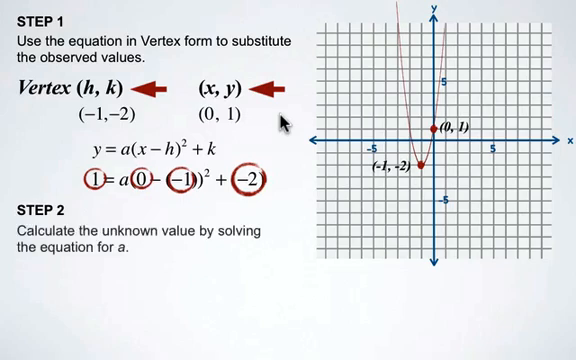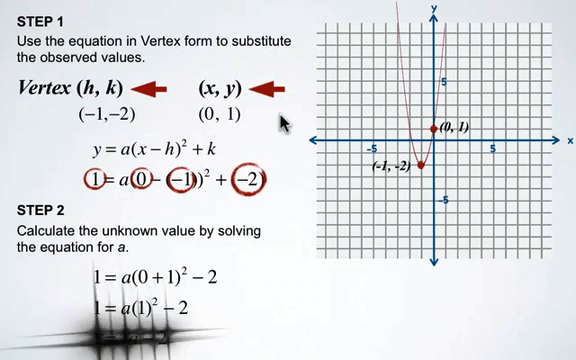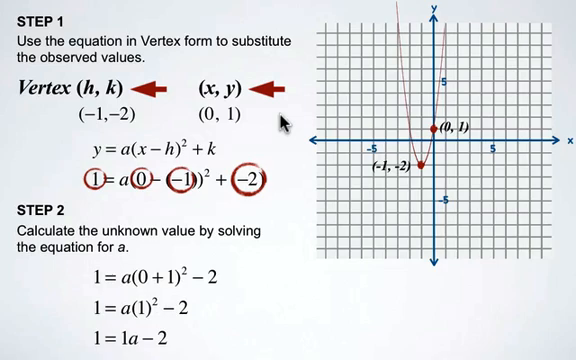Our second step is to calculate the unknown value by solving the equation for a. So here we are. 1 equals a times 0 plus 1 squared minus 2. 1 equals a times 1 squared minus 2. So 1 is equal to 1a minus 2. We add 2 to this side, and we add 2 to the other side, so we get 1 plus 2 is equal to a. 3 is equal to a, or a is equal to 3.